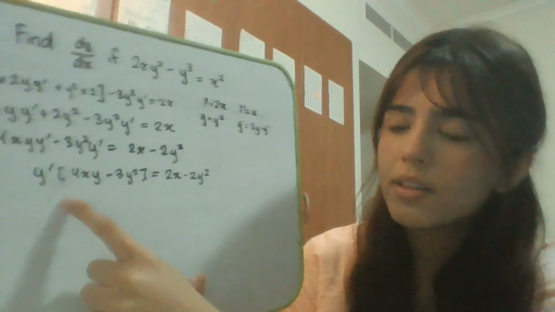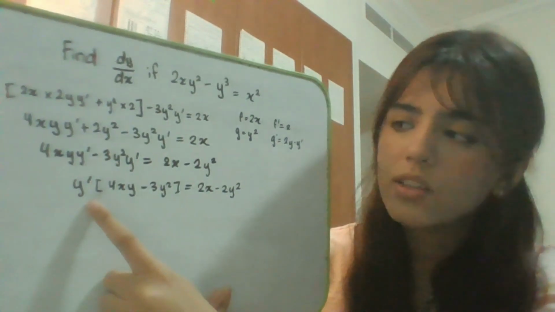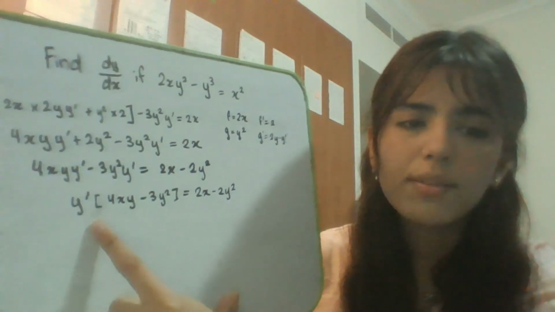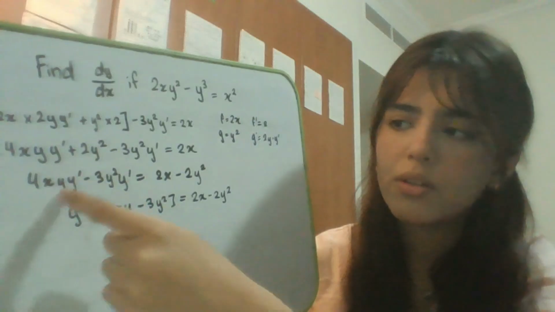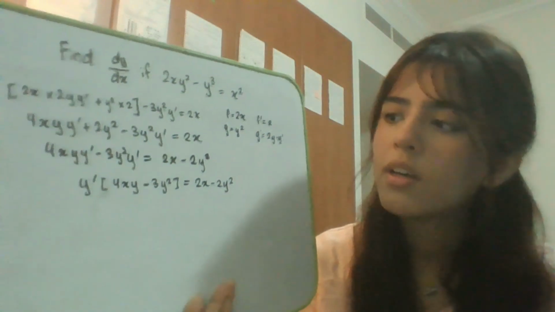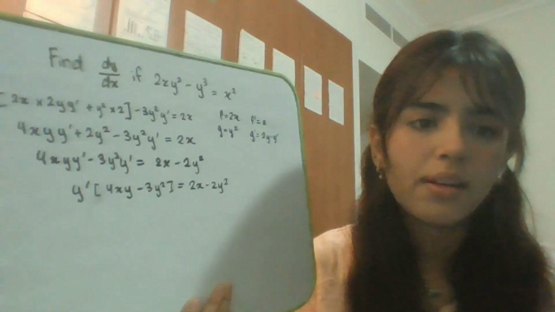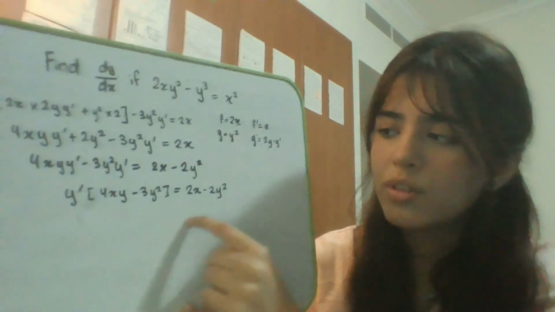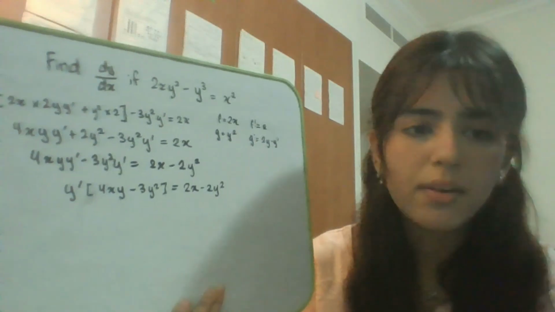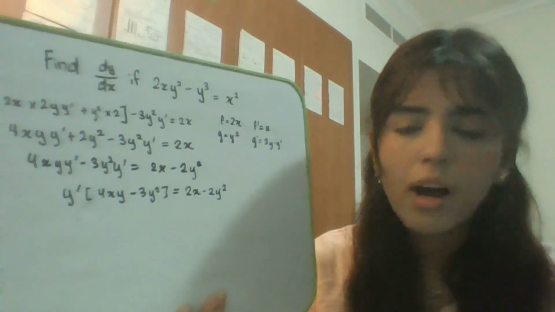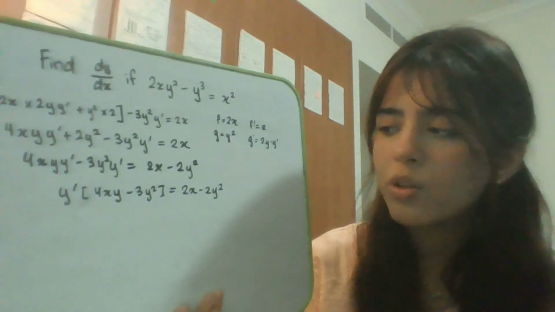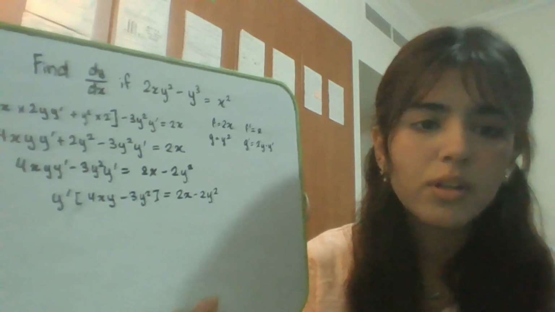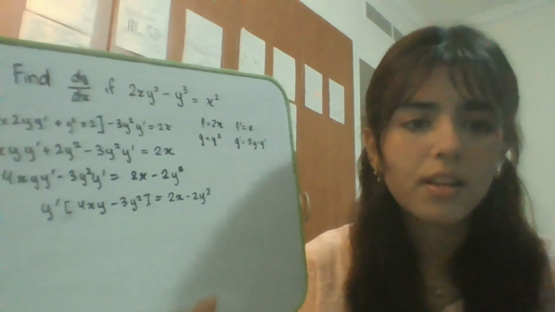Okay guys, I wrote this term where I took out the common y dash. When I take out the common y dash, it's obviously multiplication. You have to multiply it, so when you expand, you get equal to this. So now we just isolate for y dash. Since y dash is being multiplied by this term, we're going to divide this on the other side, so we're left with just y dash. So our final answer would be 2x minus 2y squared divided by 4xy minus 3y squared. Okay, I'm gonna write that out.